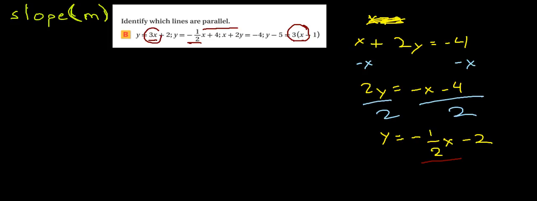And in fact, I'm going to change colors here and circle the other two slopes in blue, and those two slopes are going to be negative 1/2. So this slope is negative 1/2, and this slope is negative 1/2 for this equation. So I've got two sets of lines that are parallel to one another.